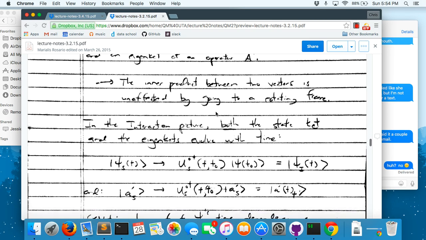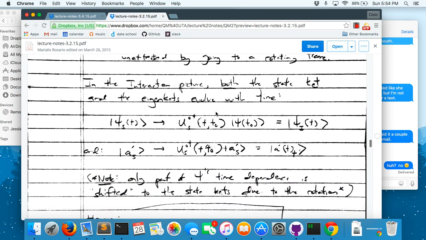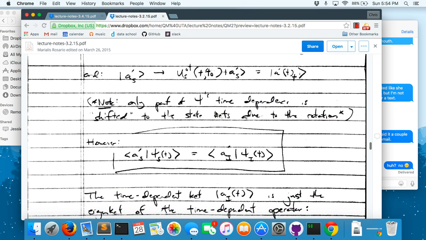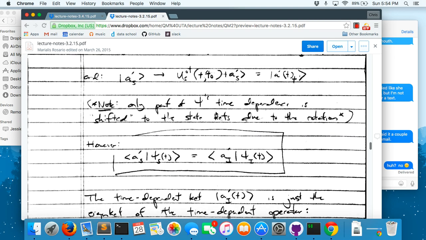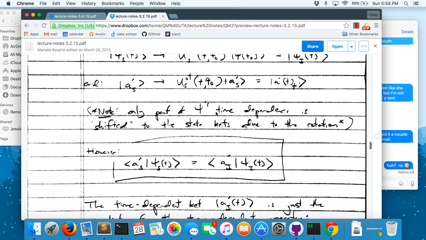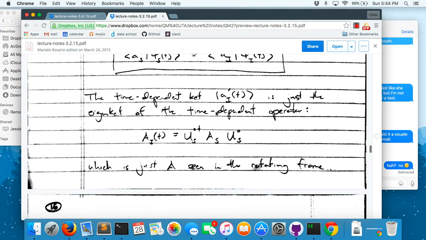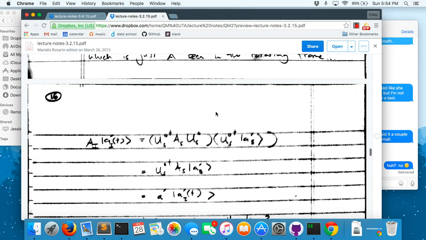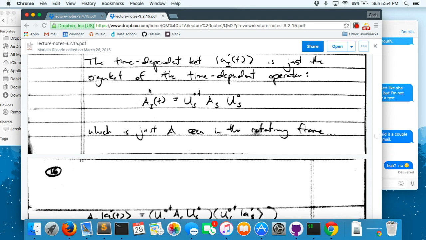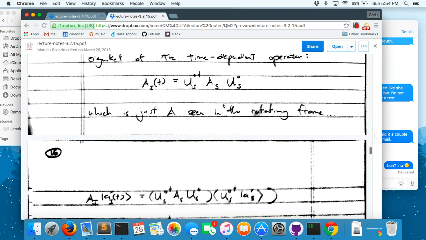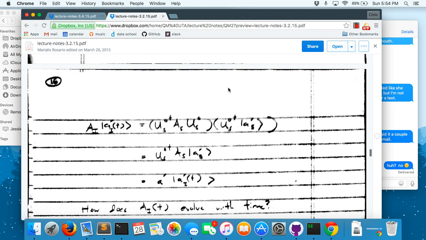So what else did we do? Let's see. So I talked about the fact that you're working in these different pictures, but the physics has to be the same. So it's the same stuff that we talked about before. We defined operators in the interaction picture like this, so they're related to their Schrodinger picture counterparts by being sandwiched between the Schrodinger time evolution operator.